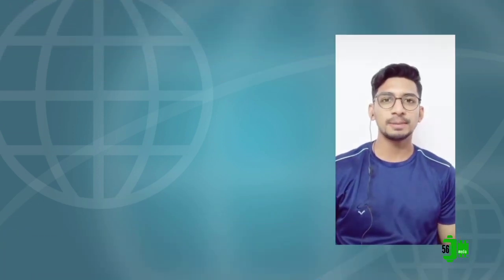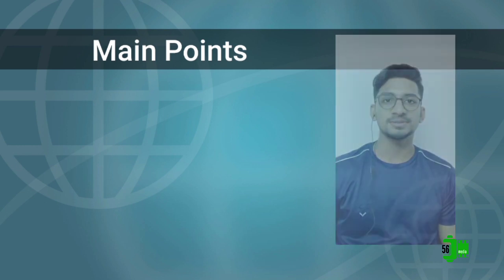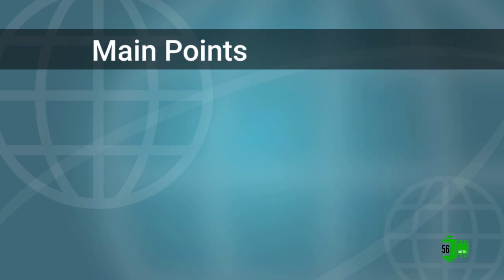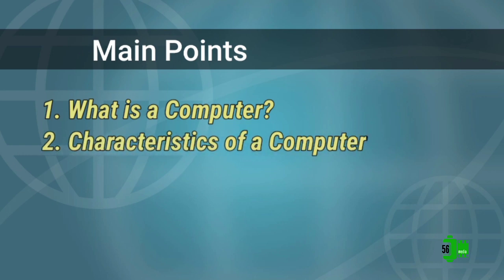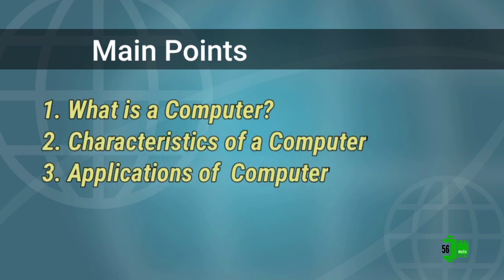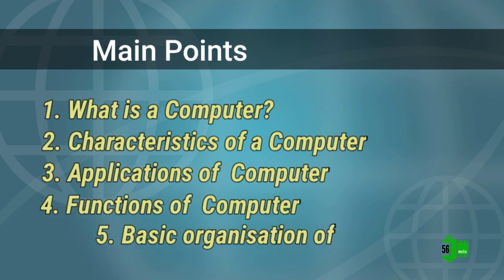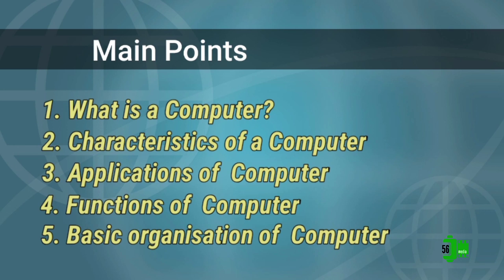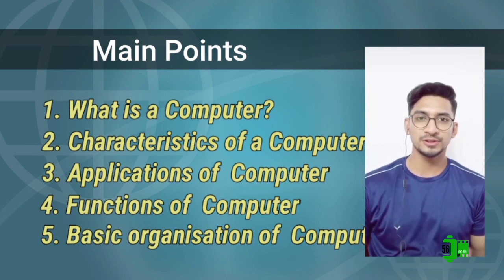Let's check the main points that I explained in this session from the first chapter, Computer Systems. First, in the introduction we discussed what a computer is. The next one is characteristics of a computer, then applications of computers, functions of computers, and the last one, which we discussed recently, is the basic organization of a computer. That's all about today's session from the first chapter, Computer Systems.